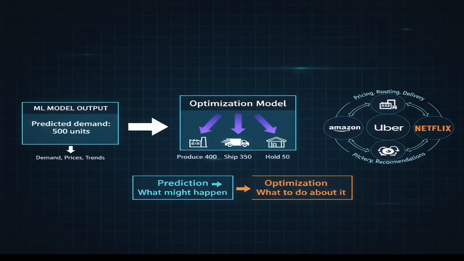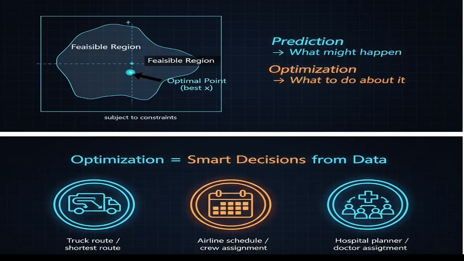So here is the basic example. Here you are seeing the diagram of a feasible region and non-feasible region. This is the technical term. For this introduction video, you don't have to consider these technical terms. I will bring more videos on this topic as well. So prediction: what might happen next? Optimization: what to do about it? So optimization is making smarter decisions from data.